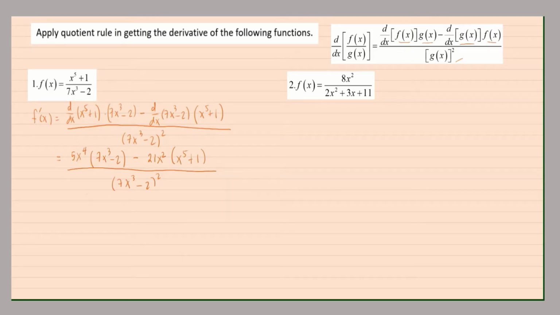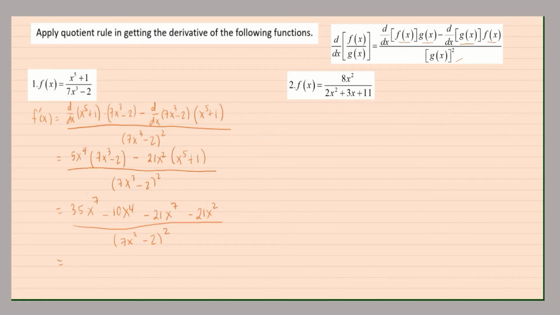Now we simplify the numerator. We multiply 5x to the 4th to 7x cubed minus 2. We have 35x raised to 7 minus 10x raised to 4. And then we also distribute negative 21x squared to x to the 5th plus 1. We have negative 21x raised to 7 minus 21x squared all over 7x cubed minus 2 quantity raised to 2.